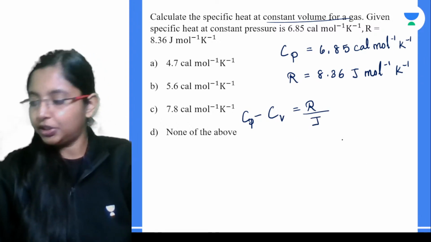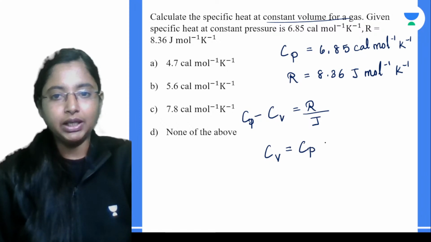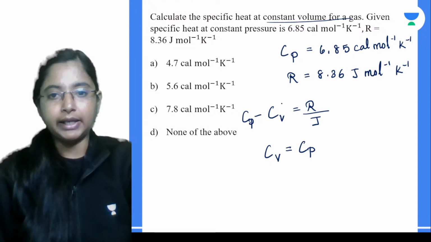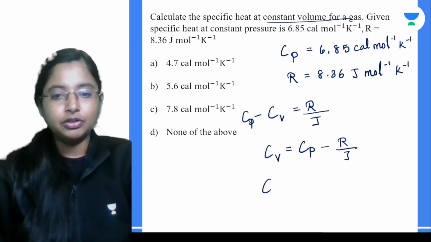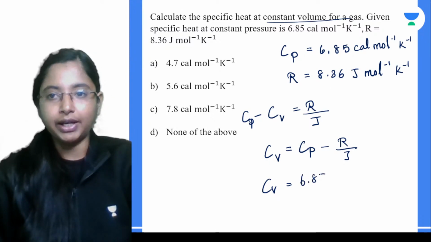Now let's substitute in this and we will get the value. What do we want to find? We want to find Cv. Cv will be nothing but Cp minus R by J. So what is Cv? What is Cp over here? Cp over here is 6.85.